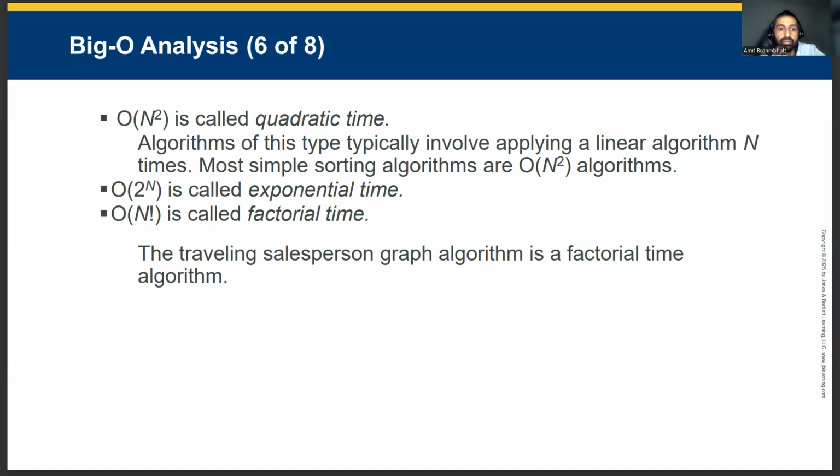O of n squared is quadratic time, where linear processes must be repeated n times. Many simple sorting algorithms like bubble sort or insertion sort fall into this category. These classifications highlight the vast range of algorithmic efficiencies and demonstrate why certain methods are preferred when handling large data sets.